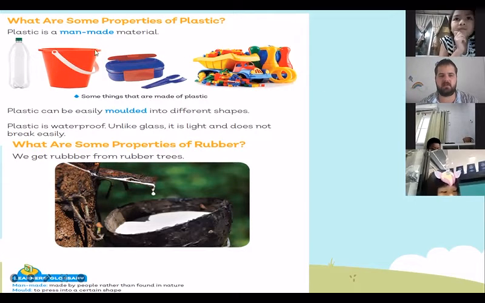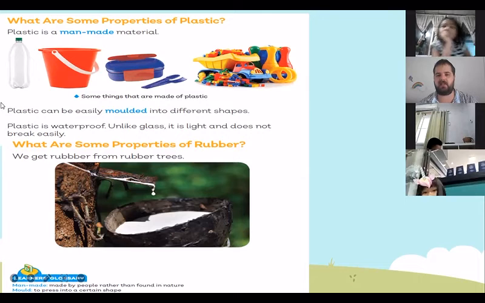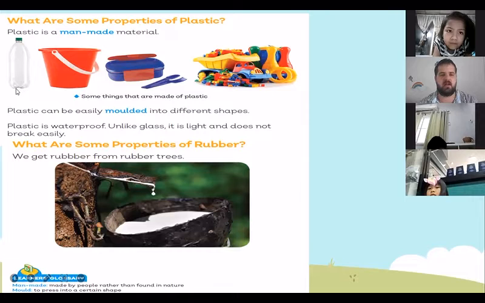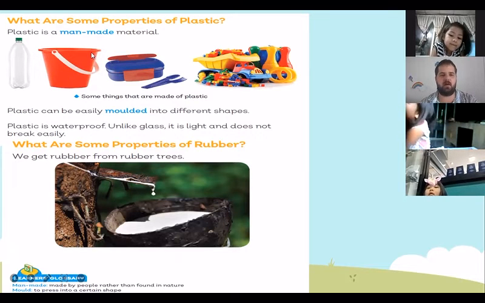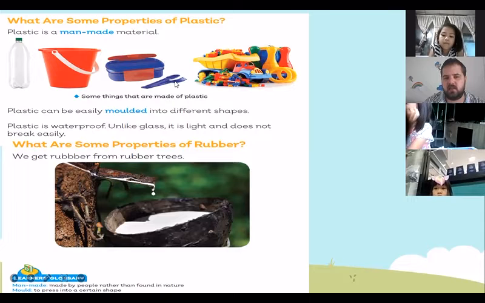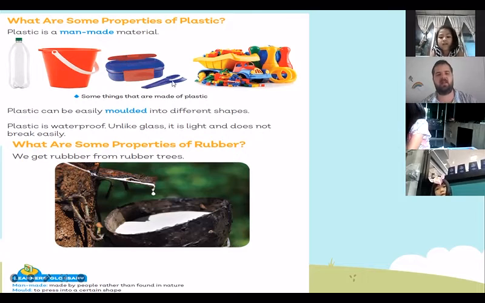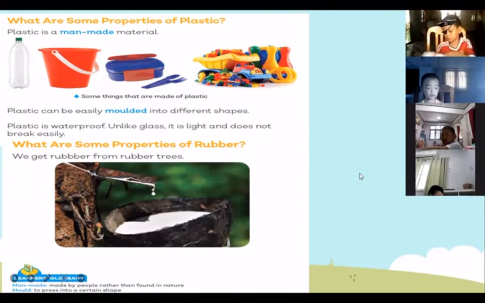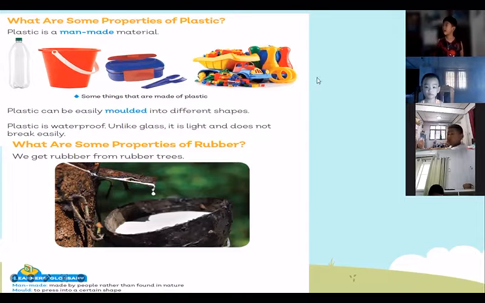So our examples of plastic. We have a plastic water bottle. Next we have, it's either called a pail or a bucket. Up to you, pail or bucket. I don't know what to call this. Almost looks like a pencil case, but we have a fork and spoon. So let's call it a lunchbox. Very good. And our last one will be toys.